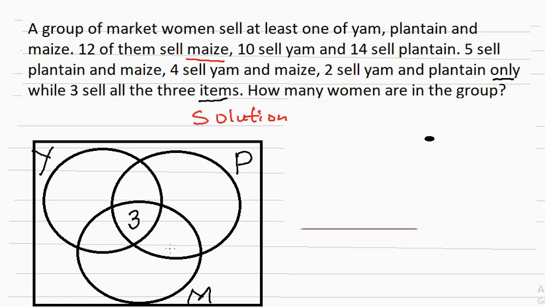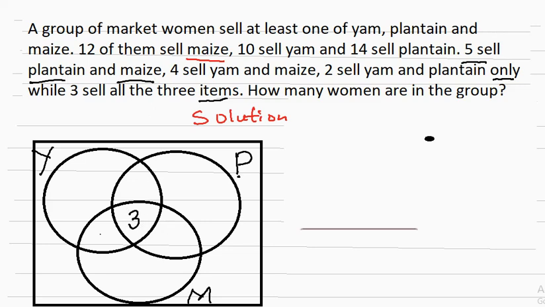Okay. So now with that, it is much easier for me to get the number of persons that sell yam and maize only, all right? Because we are told that 5 sell plantain and maize. So plantain and maize is supposed to be at this point. This is the intersection of plantain, P and M, all right? But we want to find plantain and maize only, because this 5 that says plantain and maize also includes the intersection of the 3 sets.